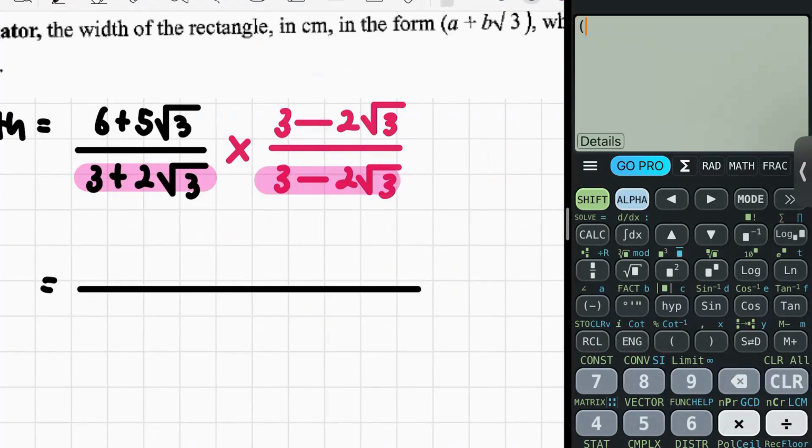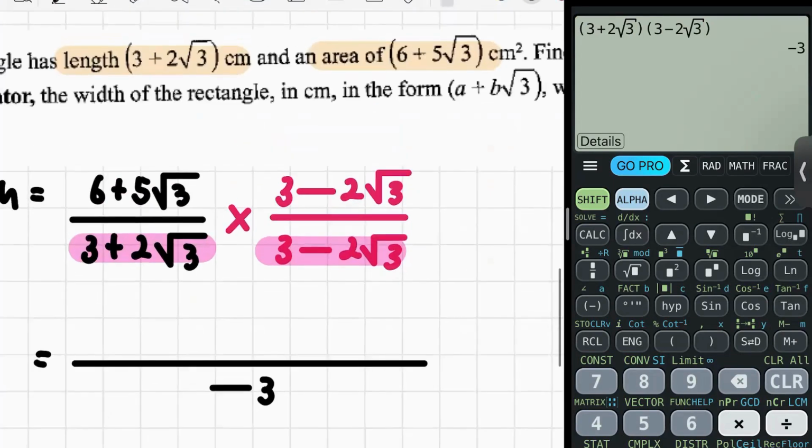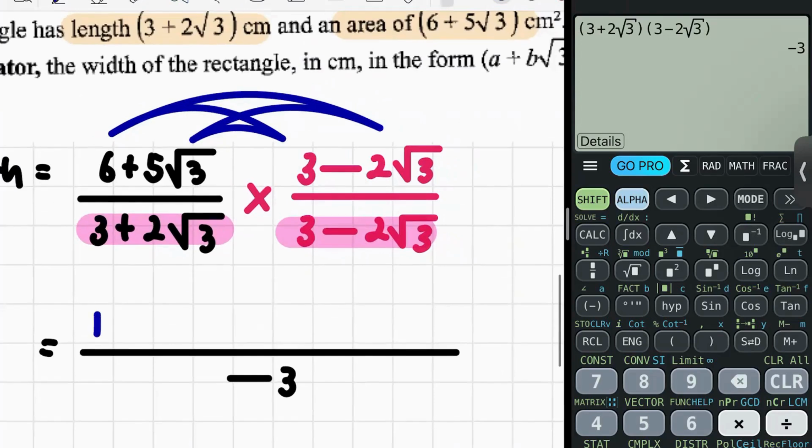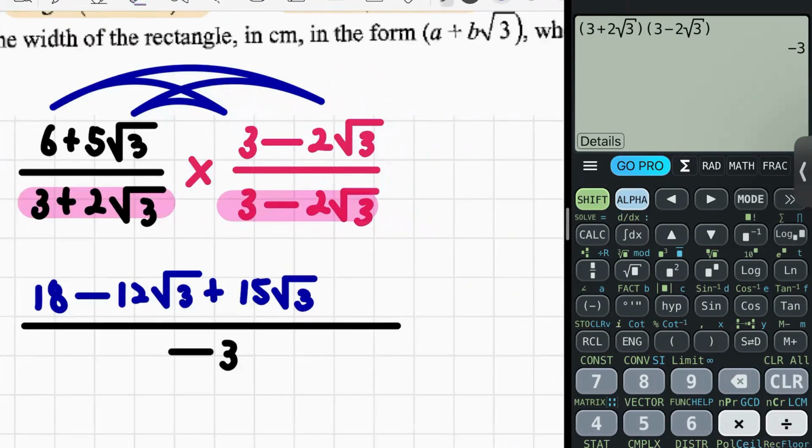So for the denominator, the fastest way is to just punch it into your calculator, exactly what you get, and then equal. So this one will give me -3. But for the top part, I need you to be extra careful because we need to expand. So 6 times 3 gives me 18. Number times number. Then 12 root 3, and 15 root 3.